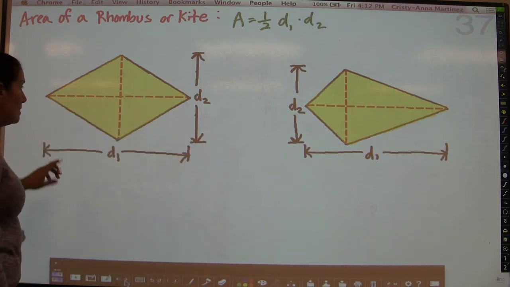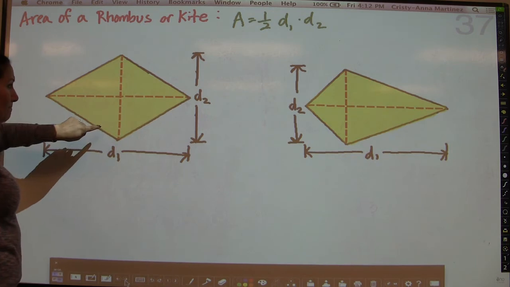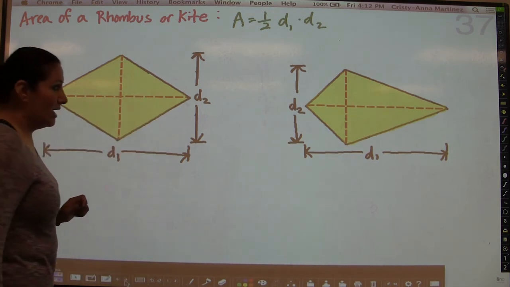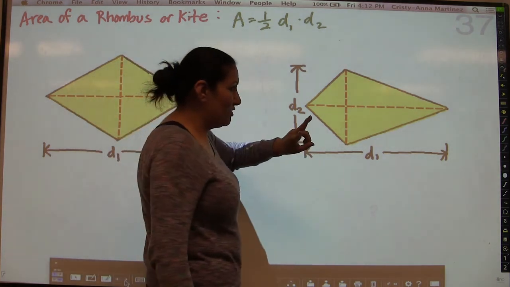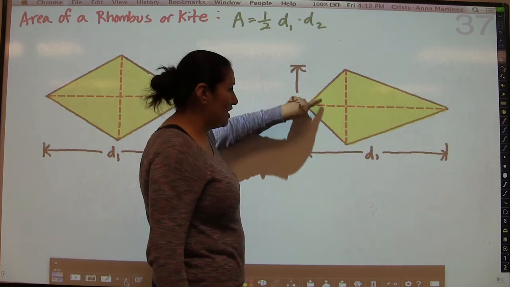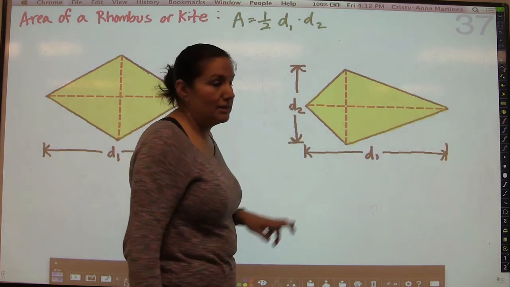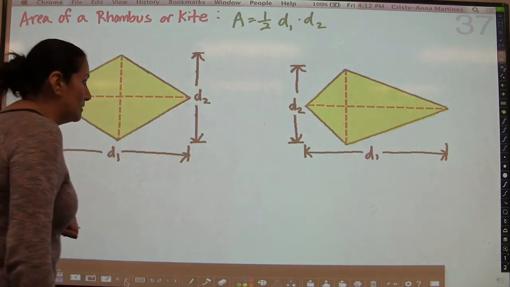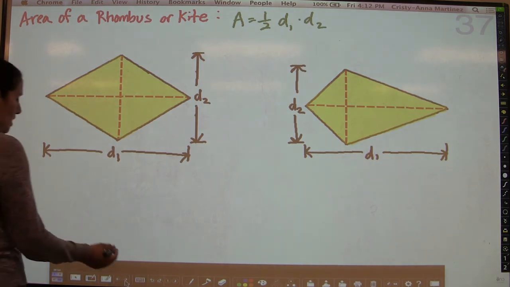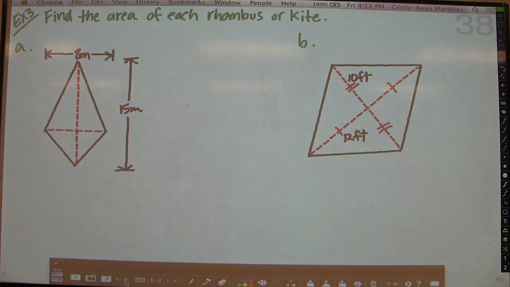Now you know that in a rhombus, all 4 sides are the same. In the case of a kite, that is not the case, but usually you have adjacent sides. So you have 2 pairs that are the same. So these 2 will be the same, but they're not opposite sides. They're actually adjacent sides. So there's no opposite sides congruent in the case of a kite. But the area is going to be 1/2 diagonal 1 times diagonal 2. So we're going to apply that to our example here.